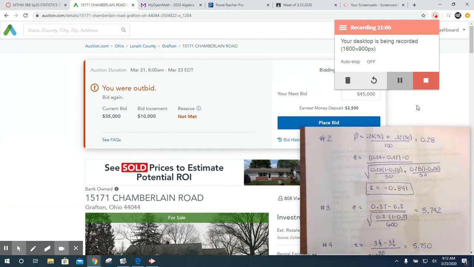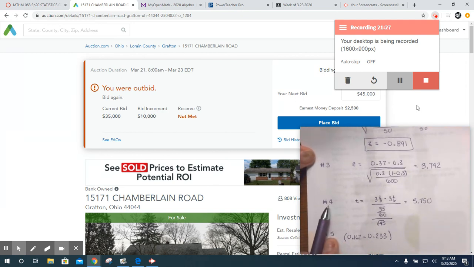Number 2, I was looking for a z answer. My calculation: z is negative 0.891. So I'm left of the center, less than 1 standard deviation away, because remember that's what a z-score means. Number 3, I have a z value of 3.742. I am far, far, far to the right of 0. Number 4, I did a calculation. Watch this one right here, 35 minutes out of 60, because it was a 35-minute standard deviation, 5.750.